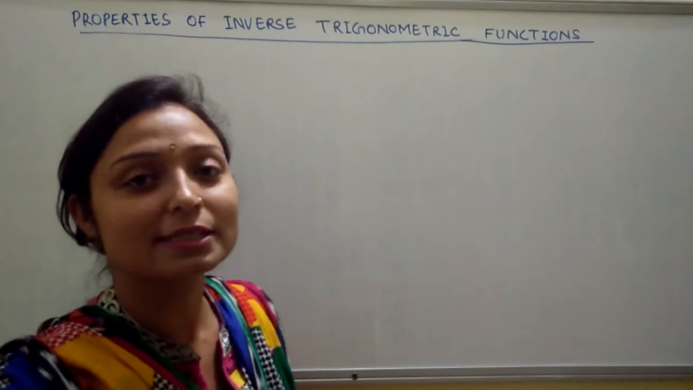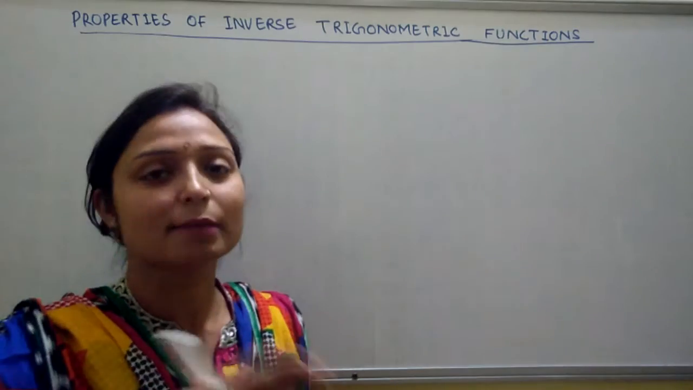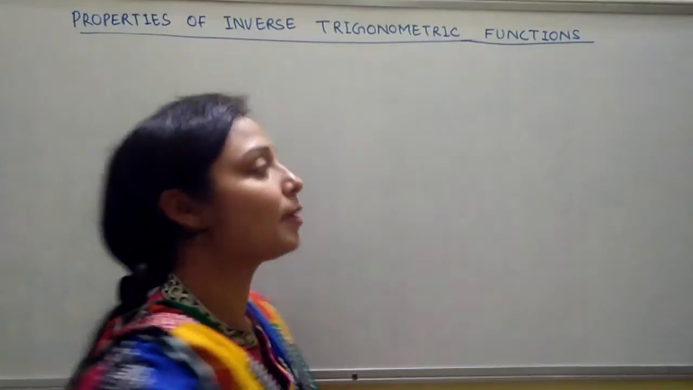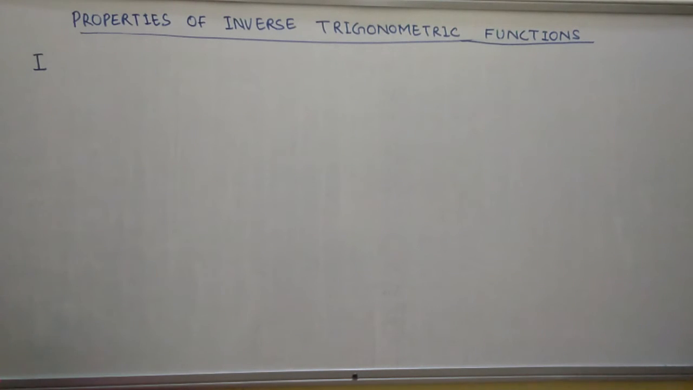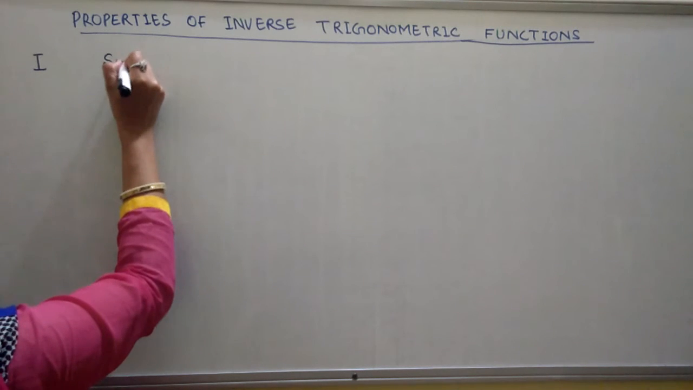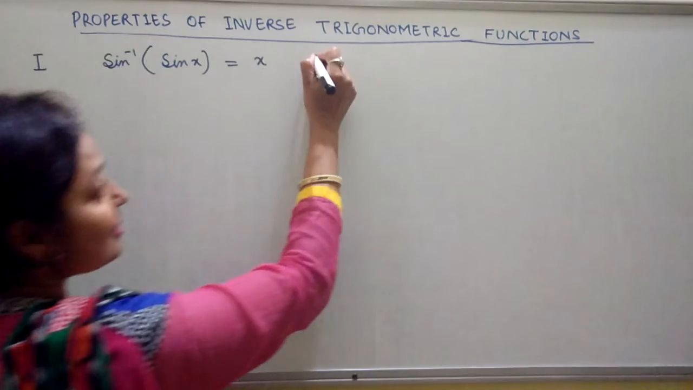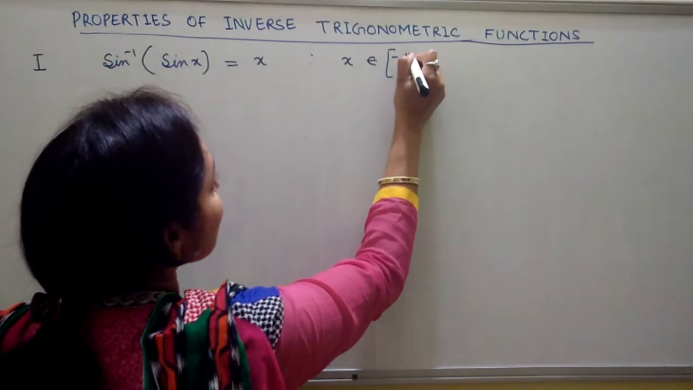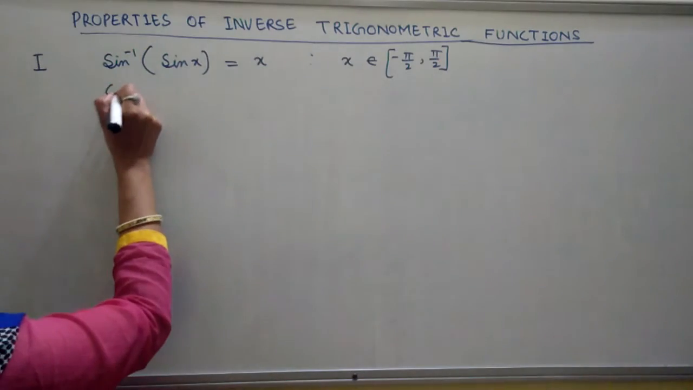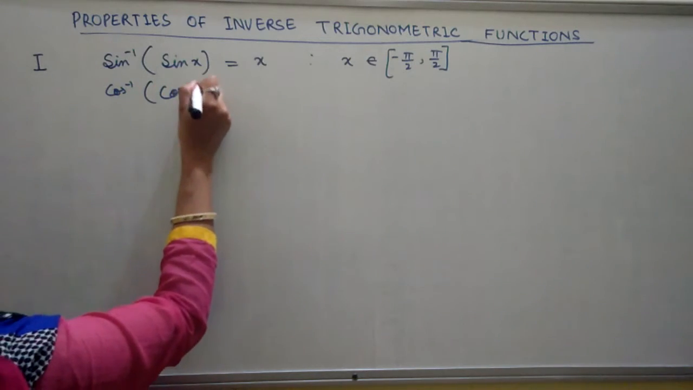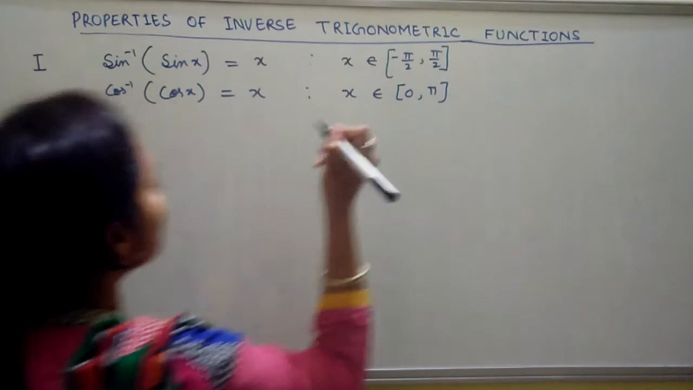Okay, come to the properties. There are 7 properties in inverse trigonometric functions. In the 7 properties there are subparts. Okay, so I will start from the first property. First property is sine inverse sine x is always equals to x, but the condition is x belongs to the closed interval minus pi by 2 to pi by 2. Okay, cos inverse cos x is equals to x if x belongs to the closed interval 0 to pi.